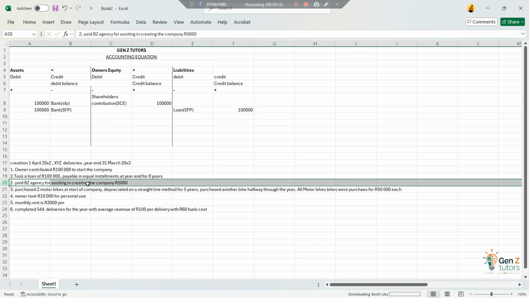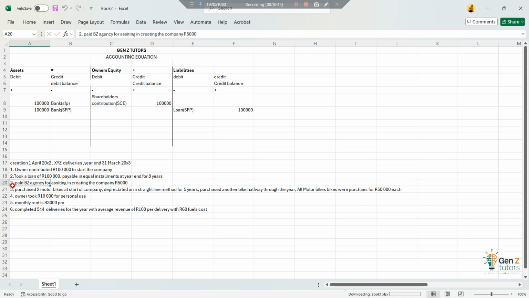So now transaction number what? Number 4. Okay, sorry, that was supposed to be number 3. Paid BZ agency for assisting in creating the company. So this is what we call, what are they called again? Company inception cost, or cost of starting a company. So now we also have to record this as an expense. Now note, it's the beginning of the company, but these are the startup costs. So these startup costs, we shall expense them.